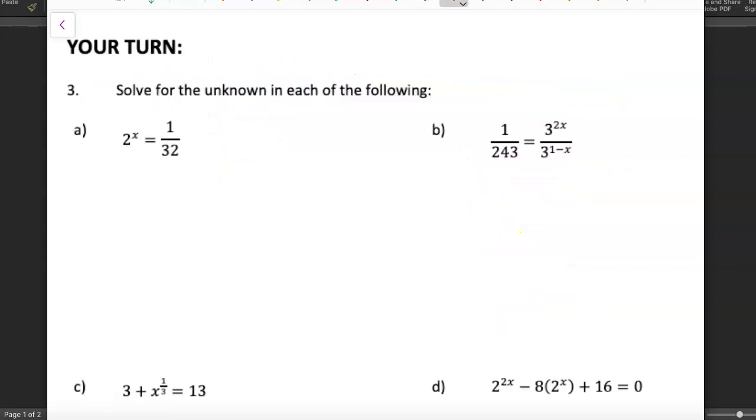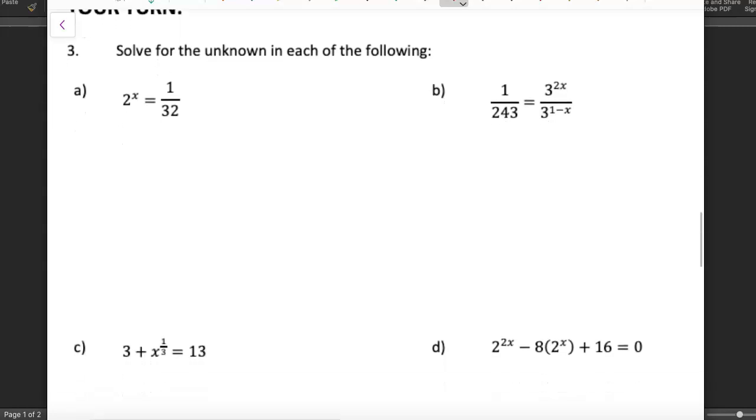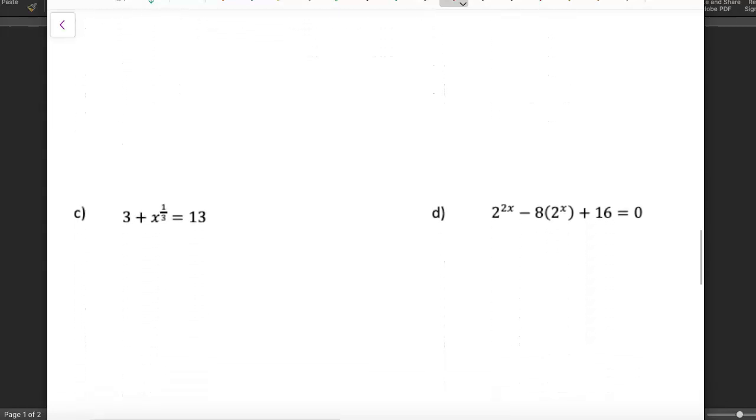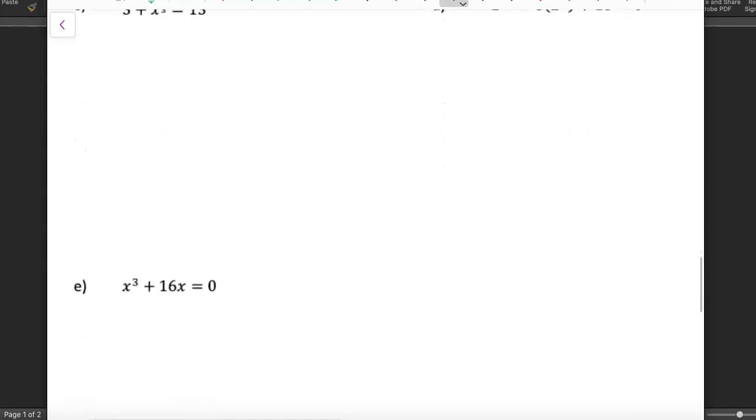So now it's your turn to pause the video and have a go at the 5 solving questions that have been supplied to you on our worksheet. I'd like you to have a go at these, looking back at the examples that have been shown, and then come back and check your solutions.